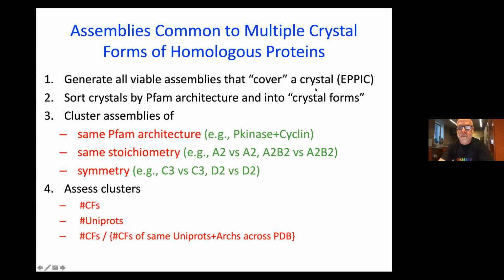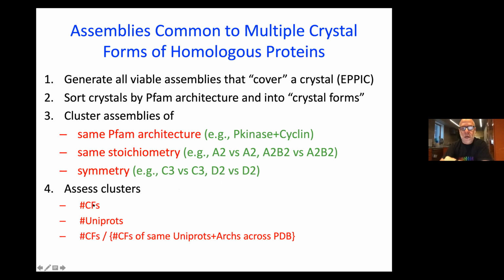And we group them into crystal forms as we did with the interfaces. And then we're going to cluster the assemblies, all the ones that have the same Pfam architecture. So let's say protein kinase plus cyclin, all those heterodimers. The same stoichiometry. So we're going to compare homodimers to homodimers, heterodimers to heterodimers, A2B2 tetramers to A2B2 tetramers, and having the same symmetry. So if it's a C3 trimer, a cyclic trimer, we're going to compare those to other C3 cyclic trimers across a bunch of entries or across a bunch of crystal forms. Same thing for D2 dihedral symmetry.